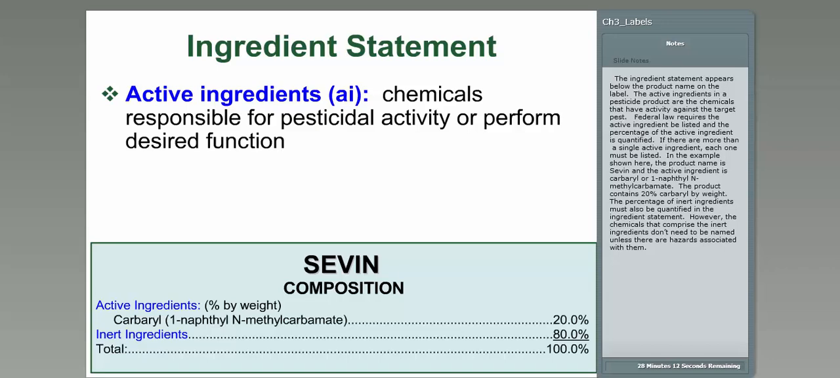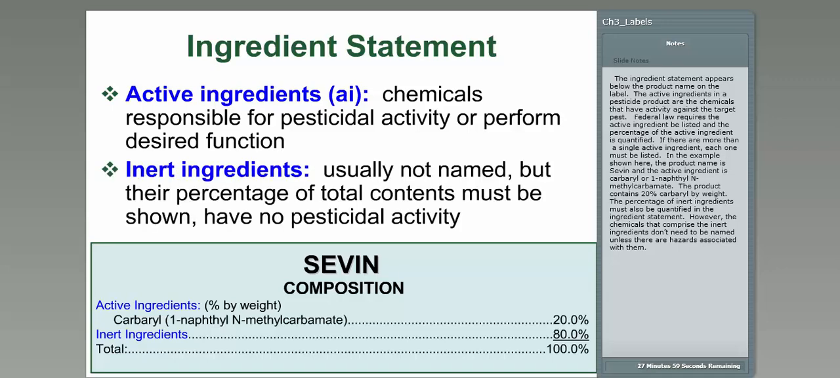In the example shown here, the product name is Sevin and the active ingredient is carbaryl or 1-naphthyl N-methylcarbamate. The product contains 20% carbaryl by weight. The percentage of inert ingredients must also be quantified in the ingredient statement. However, the chemicals that comprise the inert ingredients don't need to be named unless there are hazards associated with them.